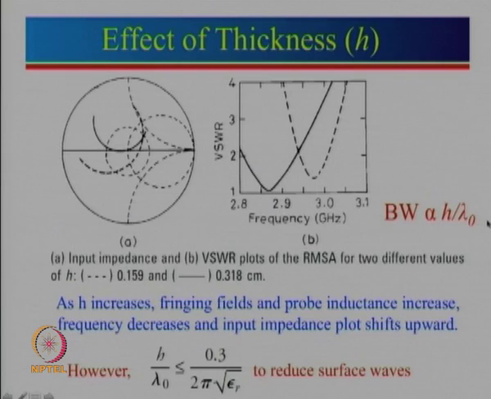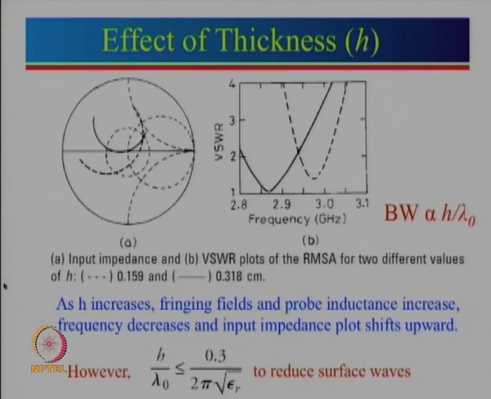In general we can say bandwidth is proportional to h by lambda 0. Why have I added lambda 0? Because h is not an absolute value, everything is related to the wavelength. It is not just that h equal to 0.159 or 0.318; if you look at a different frequency, a normalizing effect comes into the picture. If we keep increasing h, we can increase the bandwidth, or for the same h, if we increase the frequency, lambda 0 will reduce and bandwidth will increase. But there is a limit, we can't keep increasing the value of h forever.